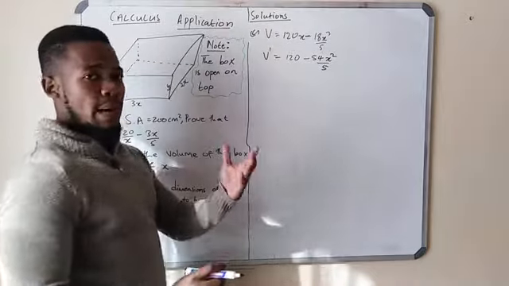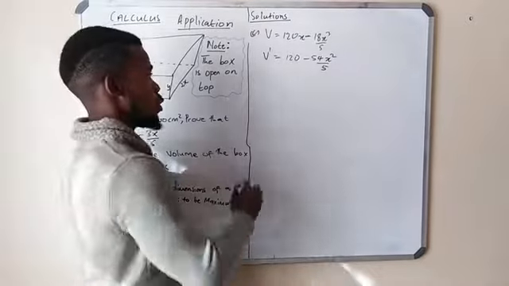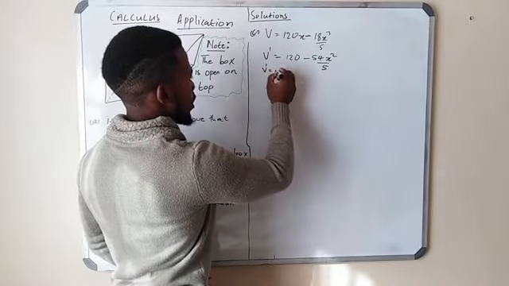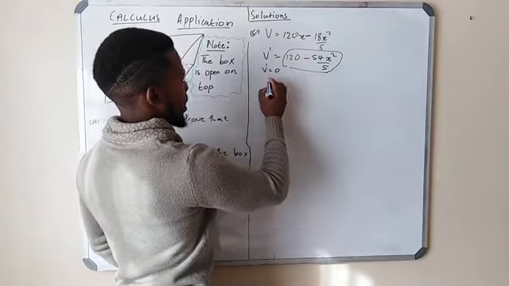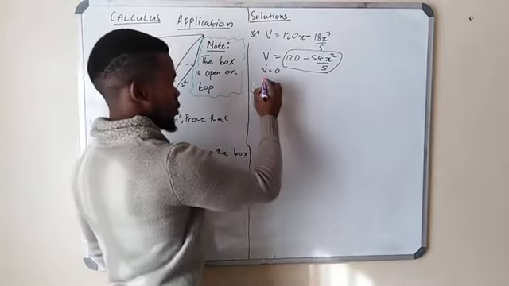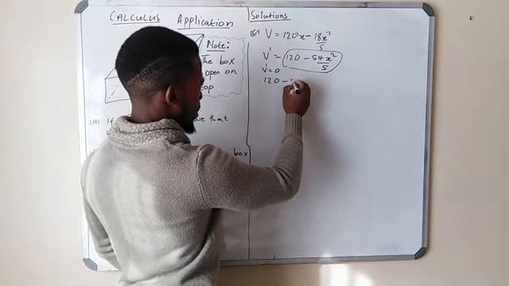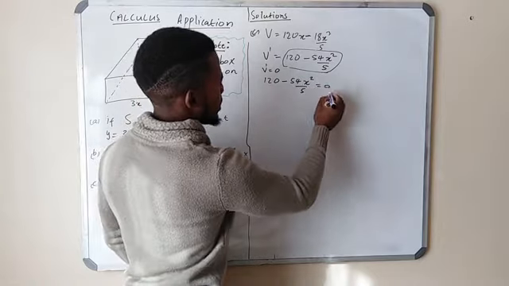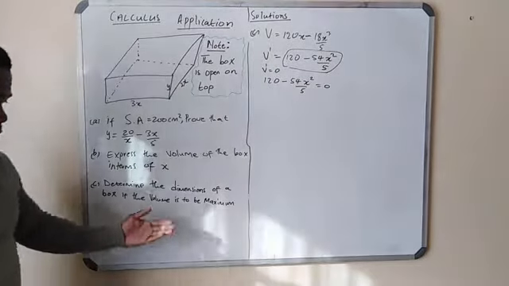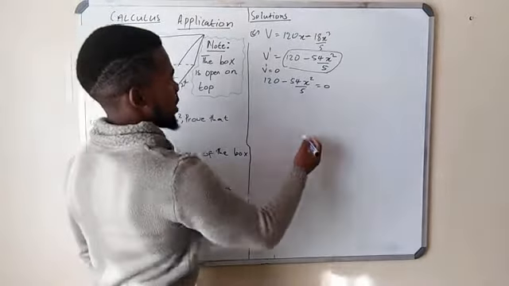Now for maximum and minimum, you equate the first derivative to what? To 0. So it simply means V prime has to be equal to 0. And V prime is what? This is our V prime. So we have to equate this to 0. So we are going to have 120 minus 54x squared all over 5 is equal to 0 if the volume is to be maximum. So we are going to solve for x in this case.